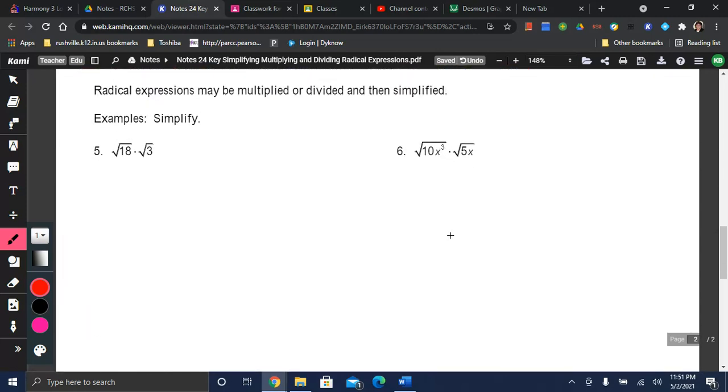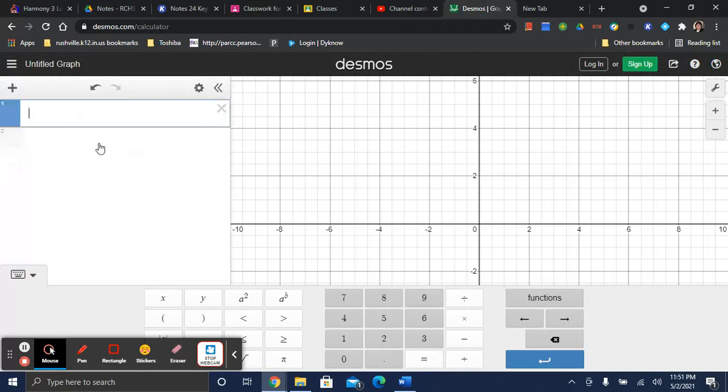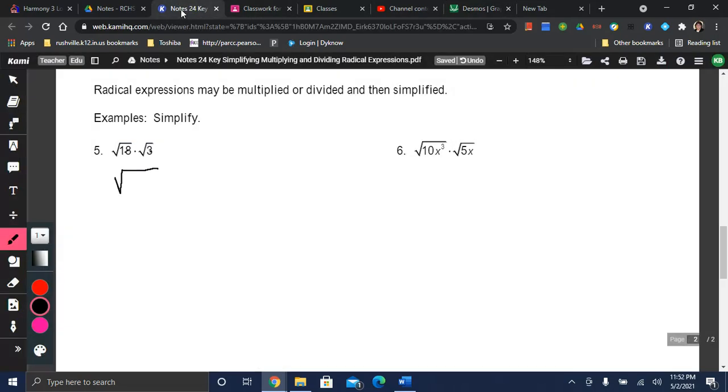Another part of radical expressions is that they may be multiplied or divided and then simplified. So when you have two square roots, you can multiply the two numbers together. So 18 times 3, and if that's something you need to check out on Desmos, you can. So 18 multiplied by 3 would give you 54. And so this is the square root of 54.